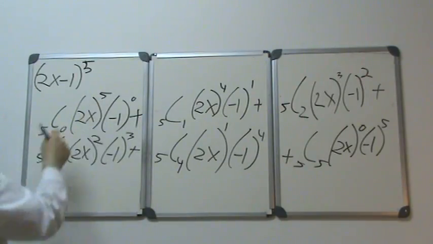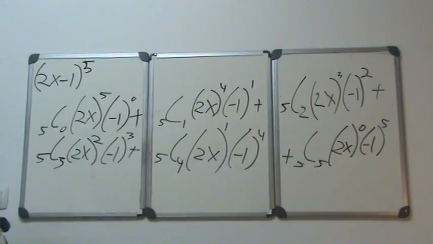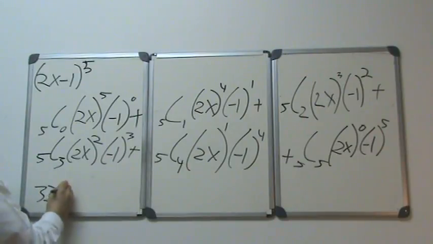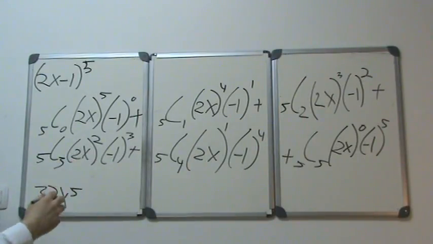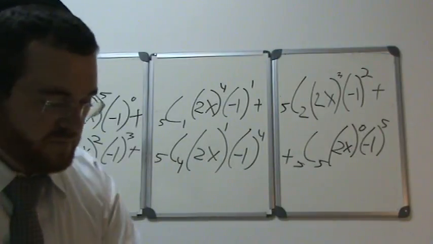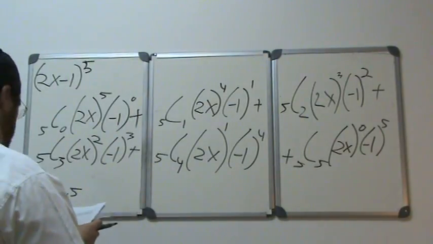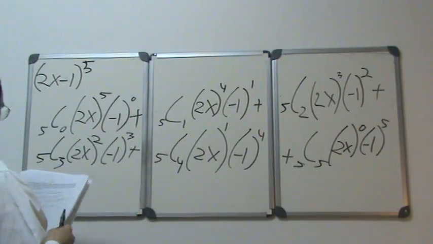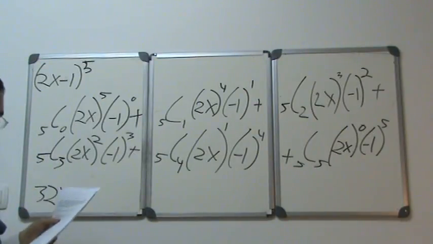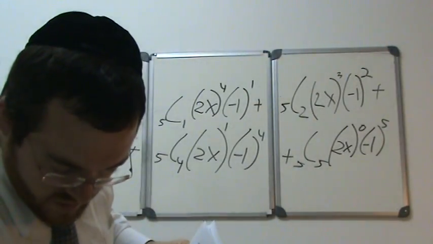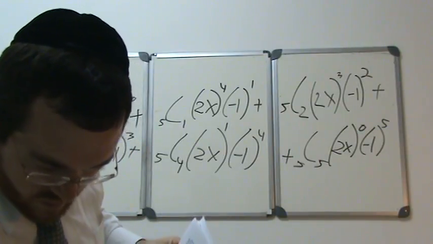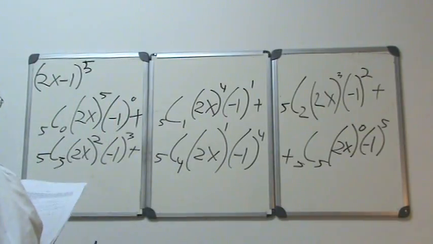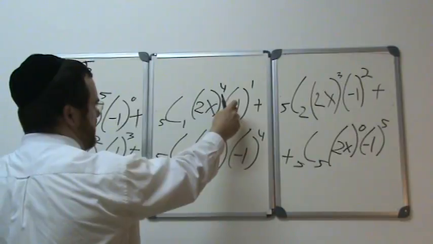So x to the 5th power, so it's 32. The first one is 32x to the 5th power, and if you work it out, the second one is 5 combination 1. You do 5, hit the math button, go back to hit 3 on the probabilities, do combination 1, that will equal 5. So 5 times 2x to the 4th power times negative 1.